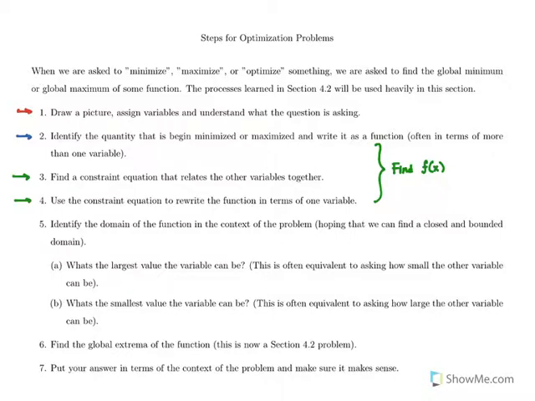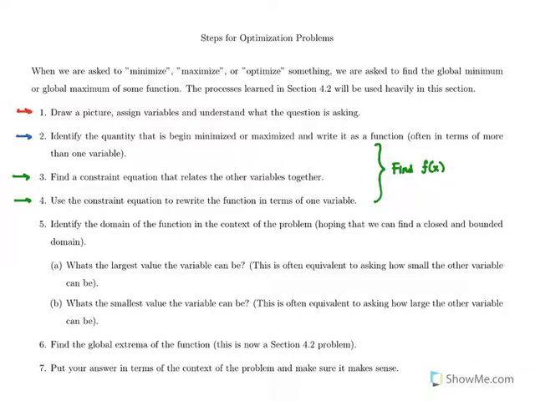So step 1, understand the question. Steps 2 through 4, find the function. Step 5 is going to be finding the domain of the function in the context of the problem, which is almost certainly going to be different than the domain of the function just in general.